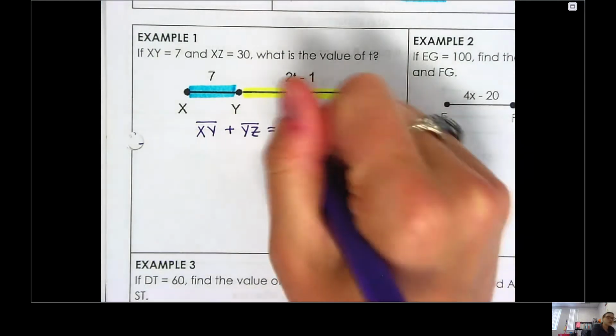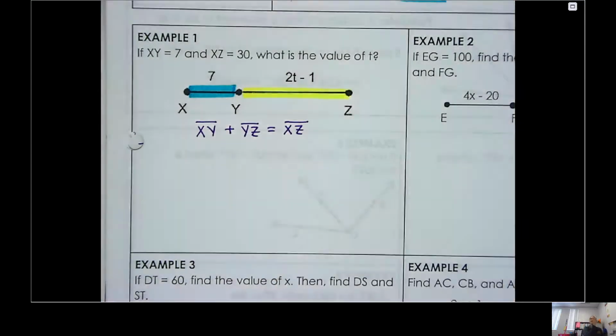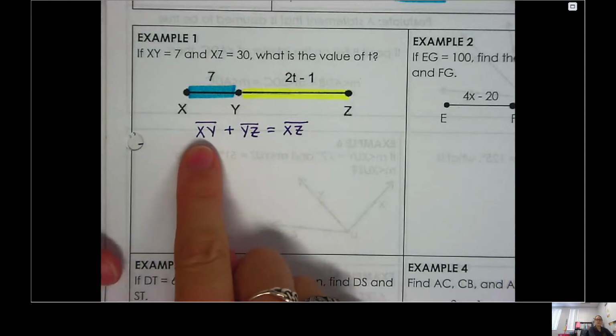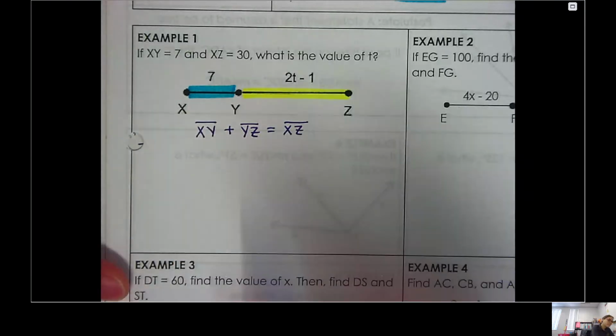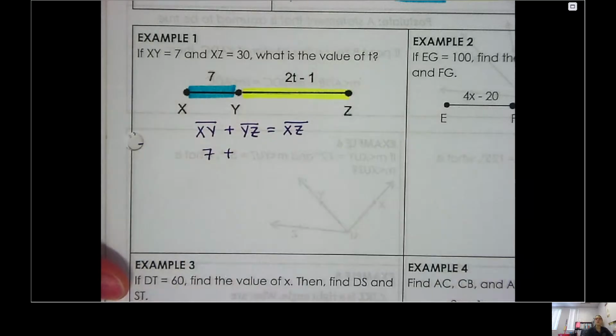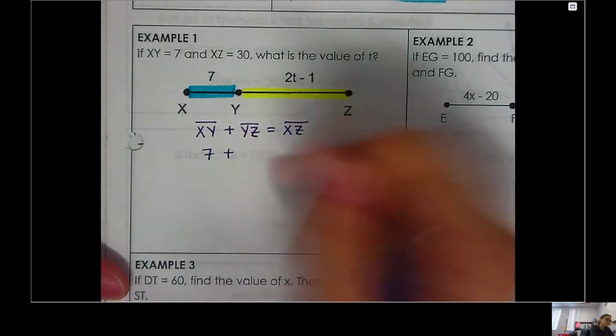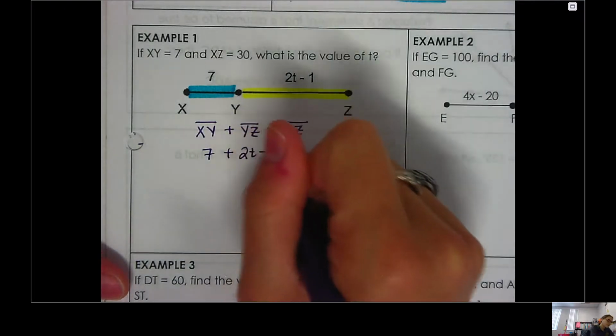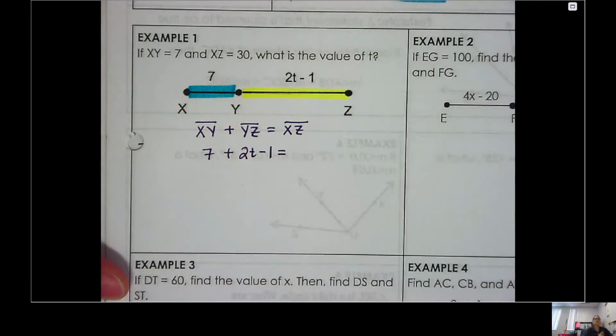XZ. Good. Now, all we're going to do is plug in the numbers that are given to us. So we're just substituting in. What is the length of XY? 7. Plus 2t minus 1. Good. The length of YZ is 2t minus 1. And then what is the whole XZ?